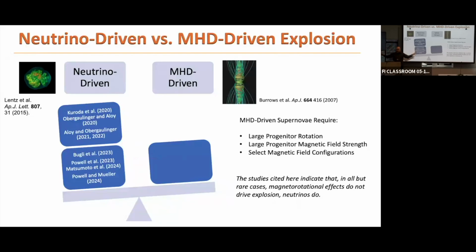Large rotation, small rotation. No, now even with large rotation and large initial magnetic field strengths, if the topology of the magnetic field is not conducive to an MHD-driven explosion, as Boulier, for example, investigated, you don't necessarily get an MHD-driven explosion. So we're beginning to fill in this space now between the two explosion mechanisms, which in reality may be a spectrum of mechanisms.